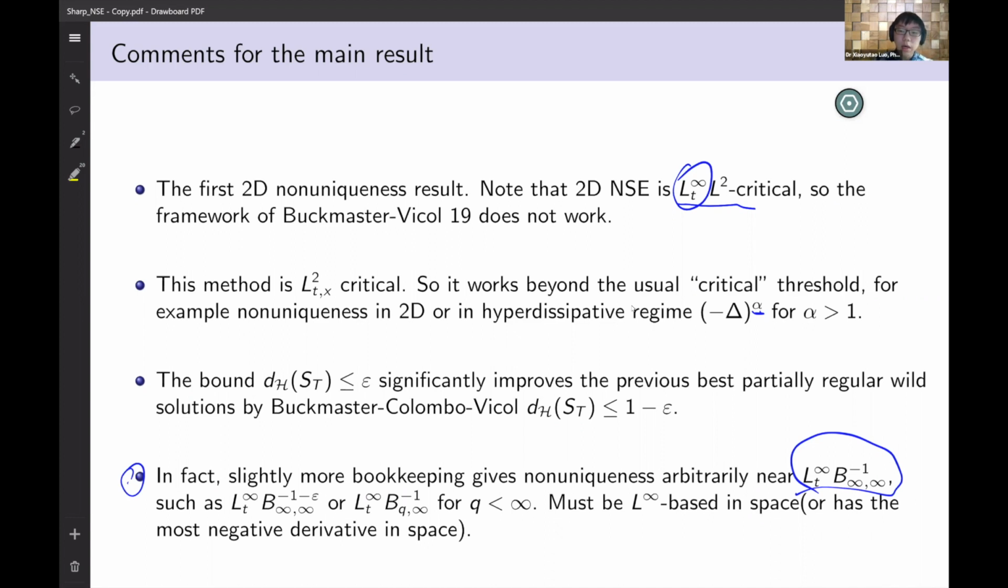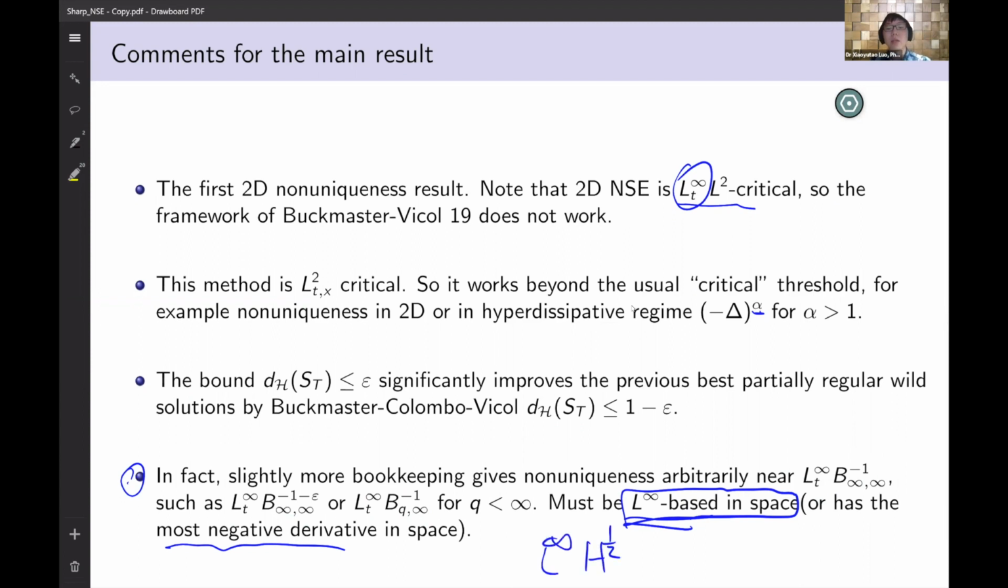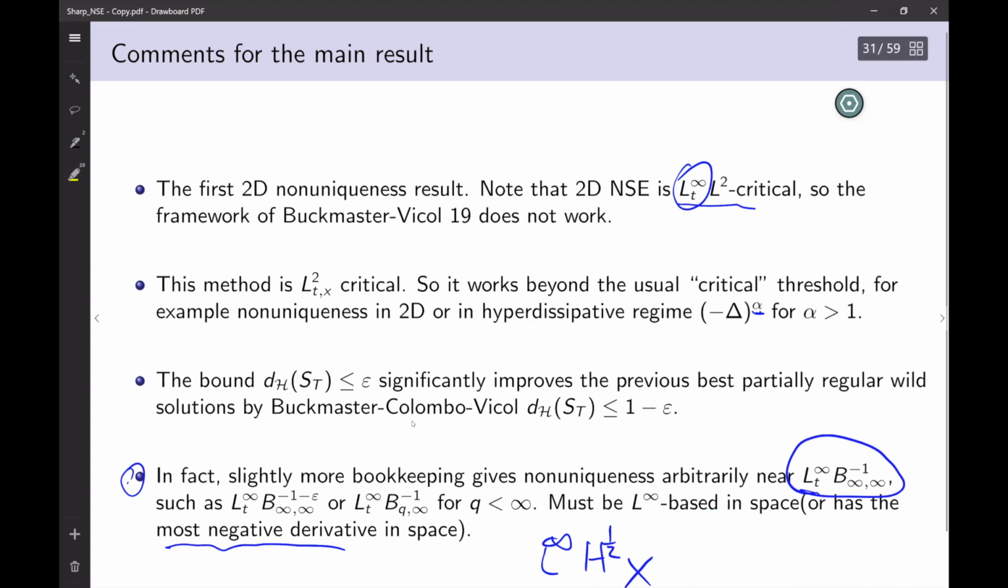So if you are slightly away from this space, say you put more negative derivative here, or you slightly decrease the spatial integrability, then we can also show that our solution lives in these two spaces, right? But what's more important is this method will only work if you estimate the solution in L infinity based space in space. Right? So in space it has to be L infinity, or you have the most negative derivative in space. So this does not work if you use say H1/2 in 3D, right? So this we cannot do. So this is very difficult, but we can do something that scales pretty much the same, but it is L infinity based. But this we can do.